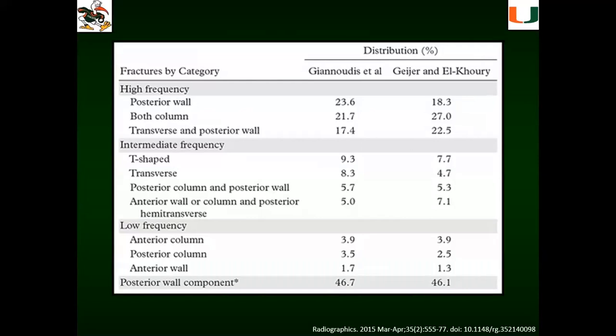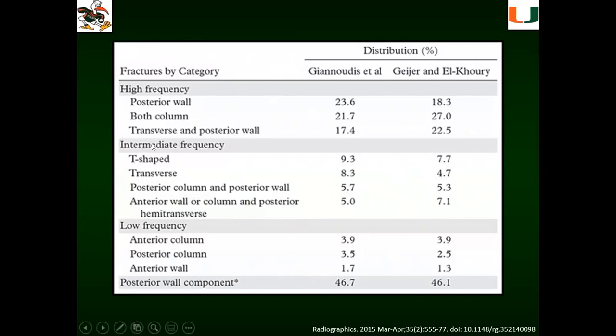This was published a few years ago. When you look at the literature in terms of which is the most common, there is some variation there. As I mentioned, posterior wall fractures in isolation or in combination with other types of acetabular fractures tend to be very commonly seen. They are the most common that we see in our practice. There is some literature talking about the both column fracture being the most common overall.